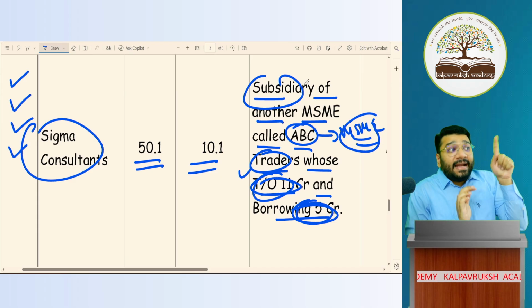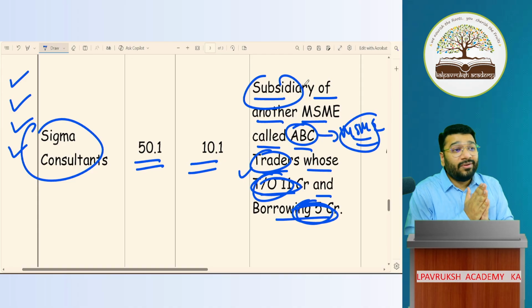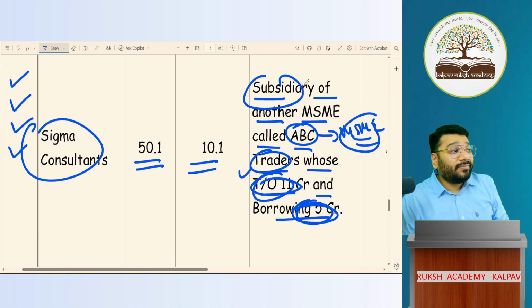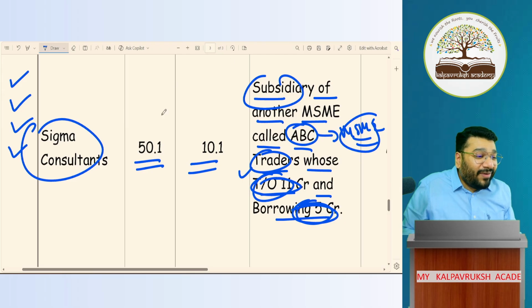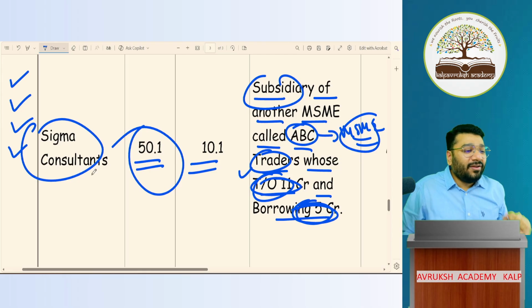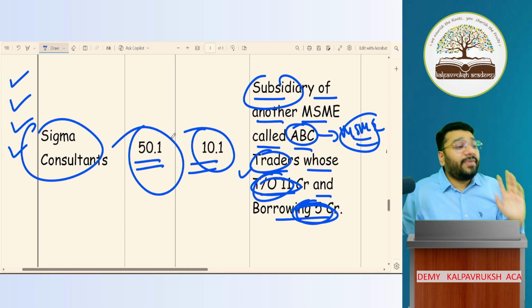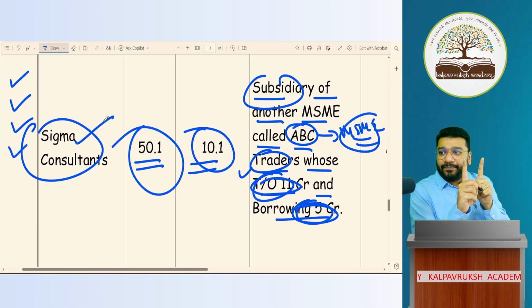Should I follow AS 18 and 28 or not? What is the rule for 18 and 28? Turnover should be up to 50 crore, but here it is 50.1 crore. So I have crossed the limit for 18 and 28. Borrowing is more than 10 crore, 10.1. So 18 and 28 has to be complied with. So Sigma Consultant is MSME.